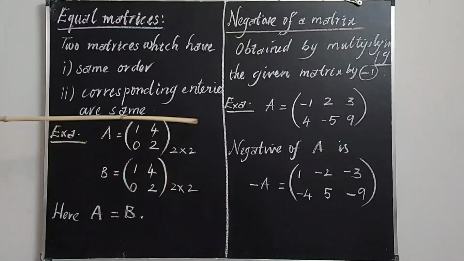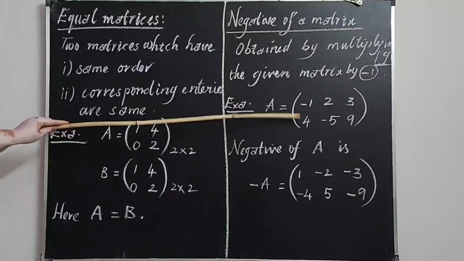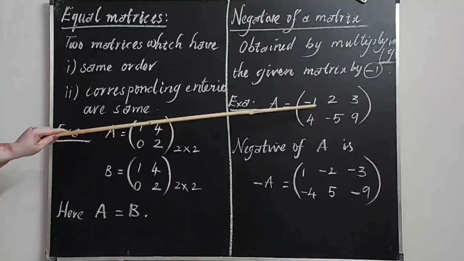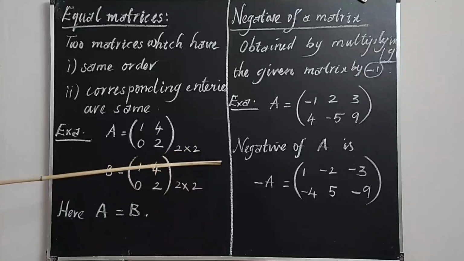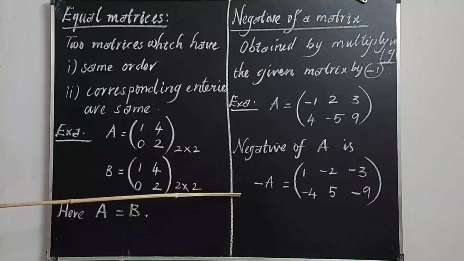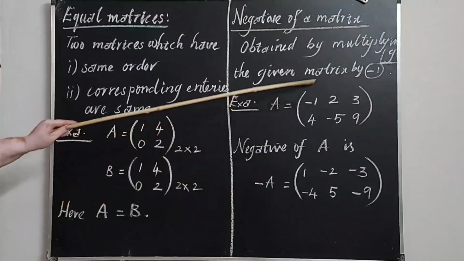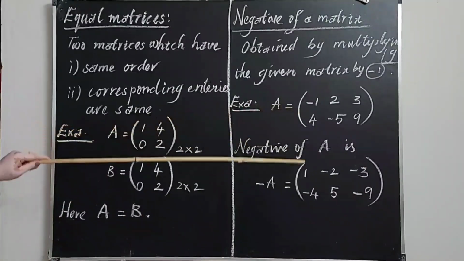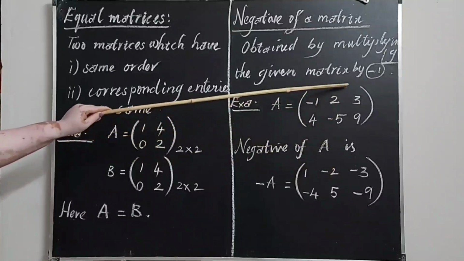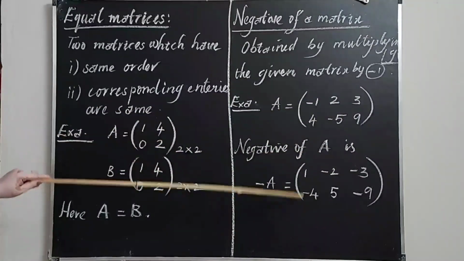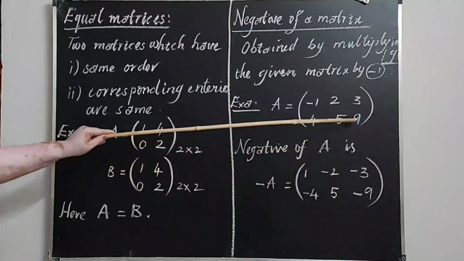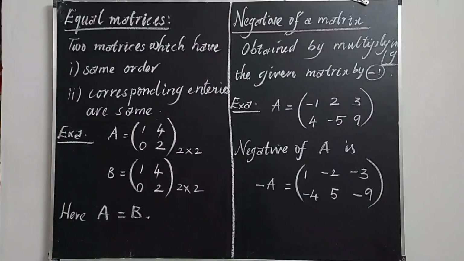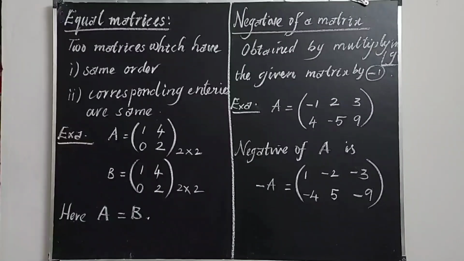So look at matrix A. It has 2 rows, 3 columns. And look at the elements: minus 1, 2, 3 in the first row, and 4, minus 5, 9 in the second row. The negative of matrix A is minus A. Minus A is equal to multiplying all these by minus 1. They will change in their sign. Minus 1 becomes plus 1, 2 becomes minus 2, 3 becomes minus 3, 4 becomes minus 4, minus 5 becomes 5, and 9 becomes minus 9. So how do you get the negative of a matrix? By multiplying all the entries of a matrix by minus 1.